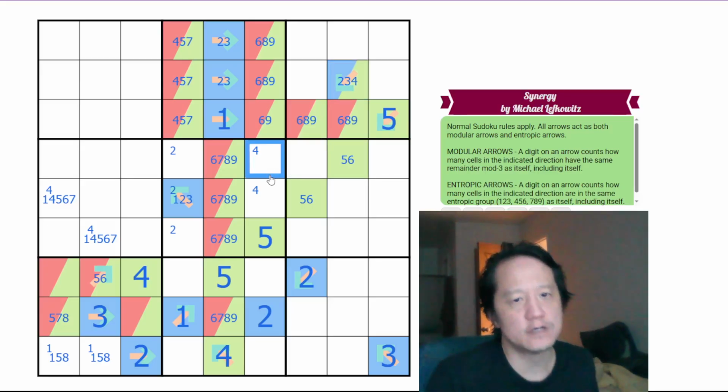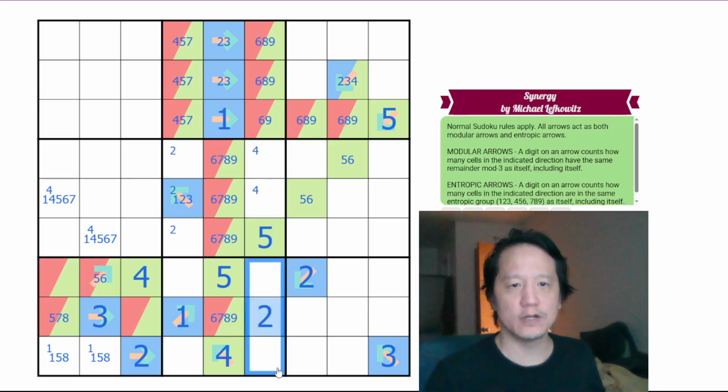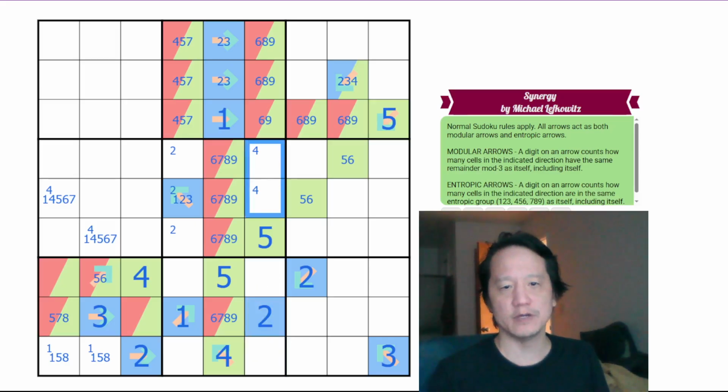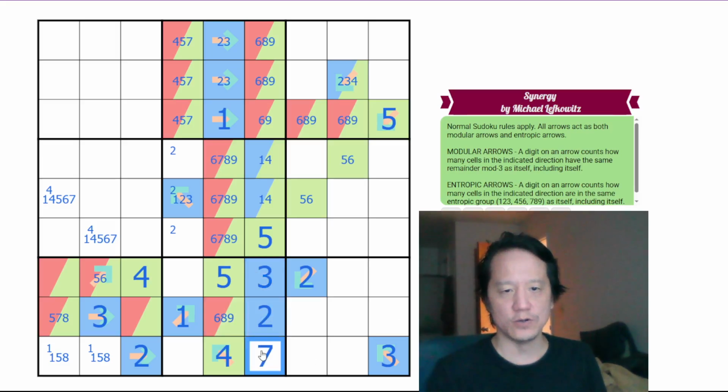Remaining digits of column 6. Well, 1 can't be here. 4 can't be here. This must be a 1, 4 pair here. So that's low and middle. That leaves the remaining digits as 3 and 7. This can't be 3 because of 3 in the row. So this is 7. That's 3. That eliminates 7 in the rest of the box. So this is low. This is high.